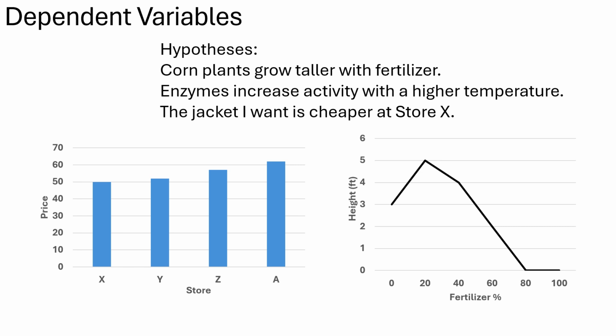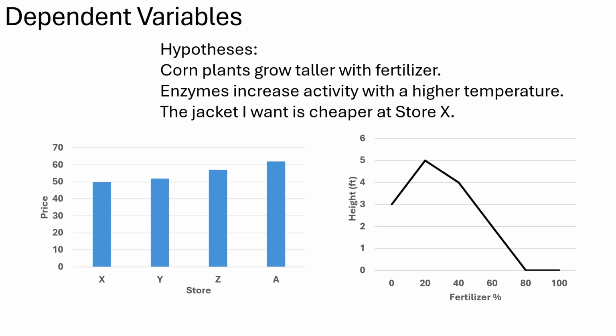So, what is the data you collected? What did you measure? What did you write down? Yes, the height of the plant is the dependent variable. This data will allow you to say, yes, corn plants grow taller with fertilizer, or not, as the case may be. Let's skip to the third one.